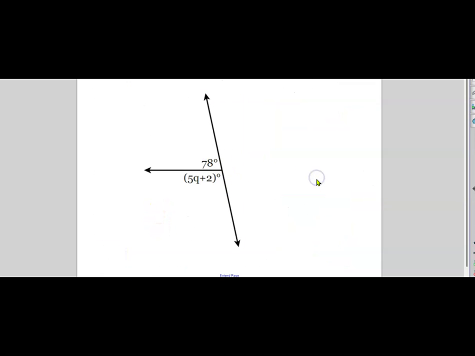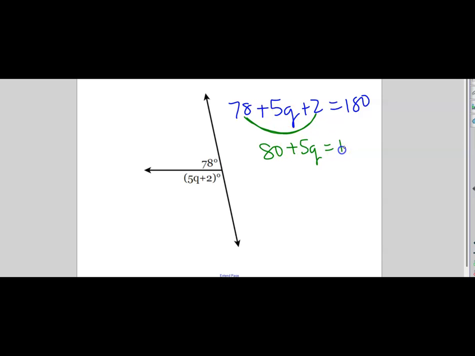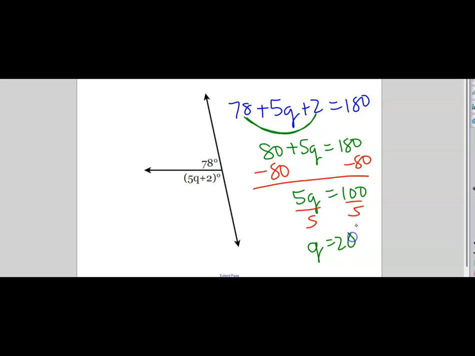So let's see. These two make a linear pair. So 78 plus 5q plus 2 equals 180. These two are constants, so we can add them together. 78 plus 2 is 80. Bring down the 5q, bring down the equals, bring down the 180. Do your inverse operations here. 5q is equal to 100. Inverse operation. q is equal to 20.